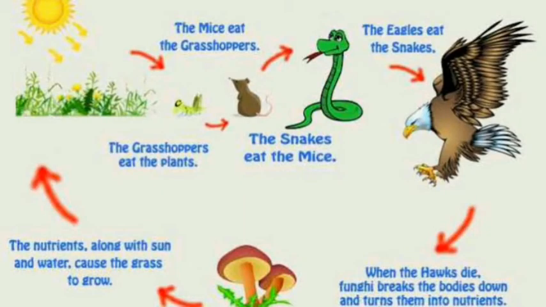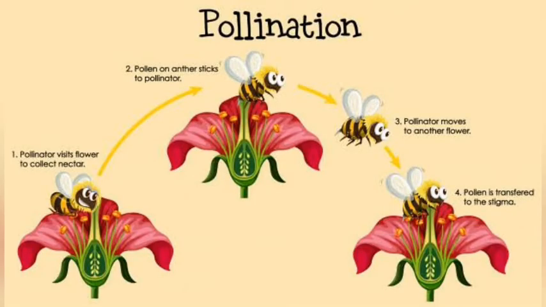Scavengers and decomposers feed on plants and animals and release nutrients that are trapped inside the dead bodies into the soil. In all these cases, animals are depending on plants. How plants are depending on animals? Plants need animals' help to pollinate the flowers.